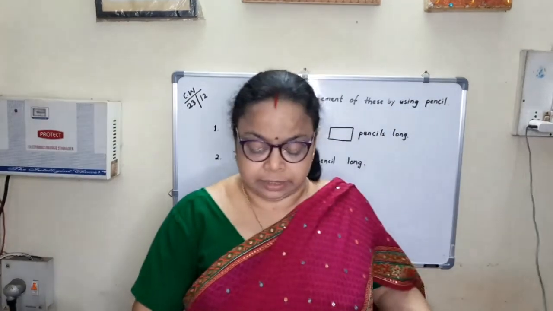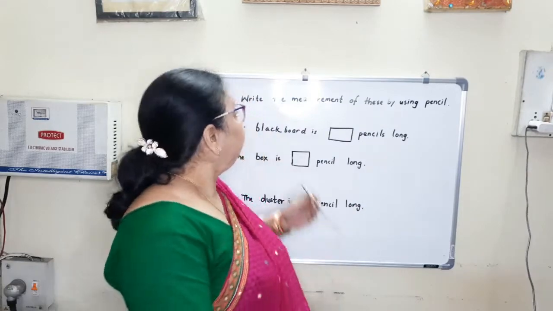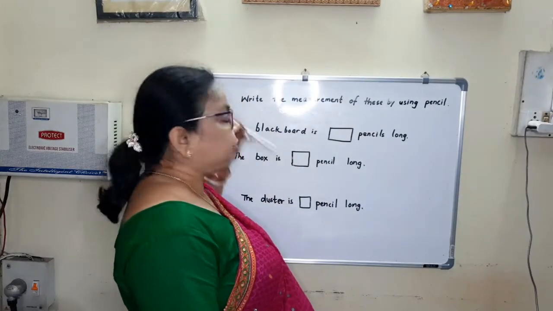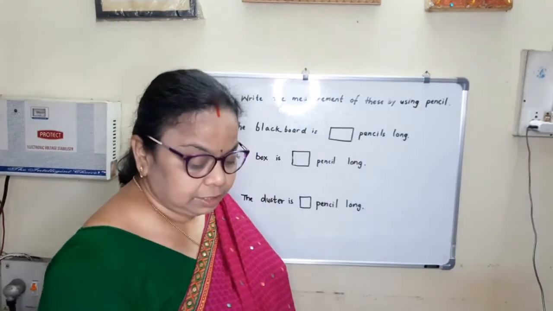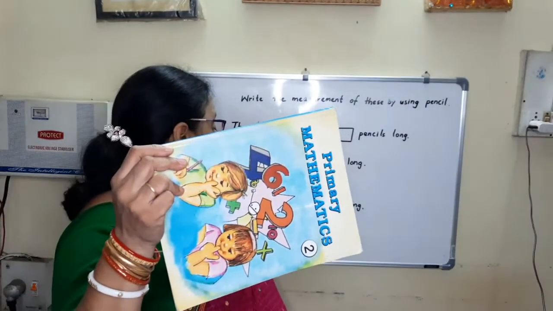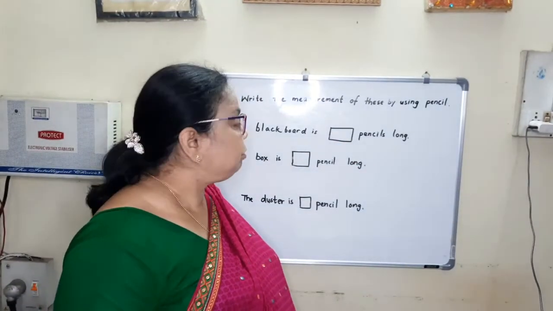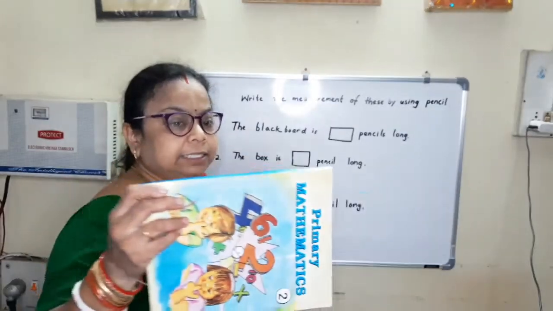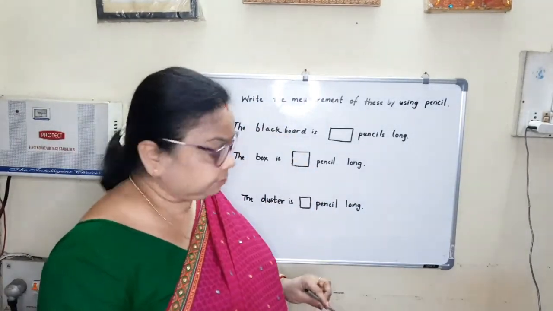Good morning, children. Children, we measure the blackboard by using pencil. The box, by using pencil. The length of your book, also using pencil. How do you measure the length? Children, length, by using pencil.